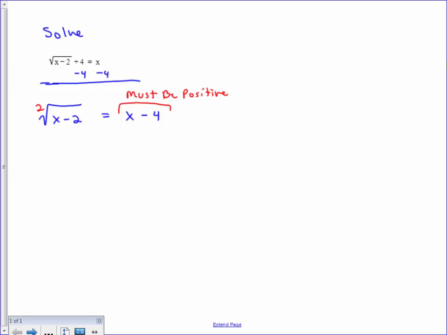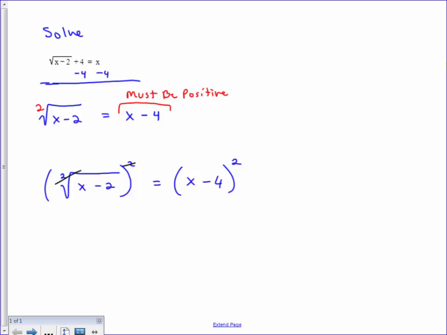Next, we want to raise both sides to the power that undoes the root. So since this is a square root, we would want to raise both sides to the second power. Be careful with the right hand side. You must put parentheses around your x minus 4, think of it as a group, and then put the square on the outside. It does not work to square the x and square the 4. It's not at all the same thing. You have to make sure to square the entire side.